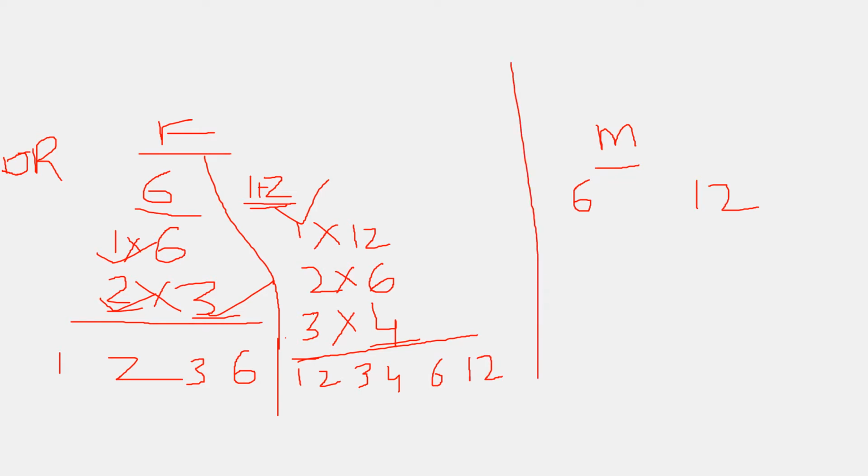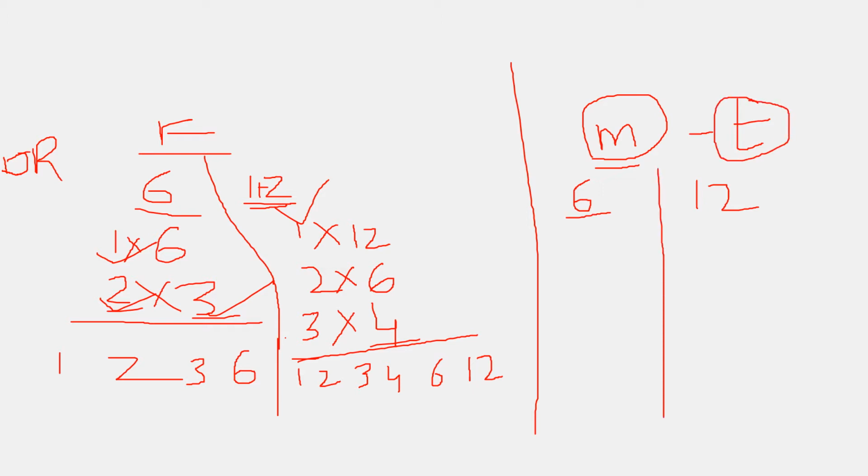Now I'll go with the multiples. Just remember this word: multiple means table. So whenever you are asked to write the multiples of 6, you just write the table of 6. 6 1s are 6, 6 2s are 12, 6 3s are 18, 6 4s are 24, 6 5s are 30, 6 6s are 36 and so on. Now I'll write the multiples of 12. 12 1s are 12, 12 2s are 24, 12 3s are 36, 12 4s are 48, and so on.